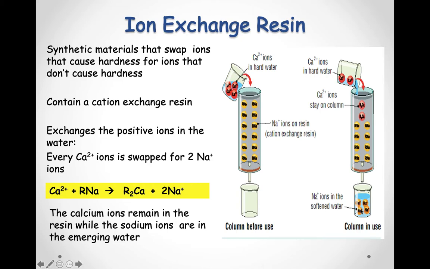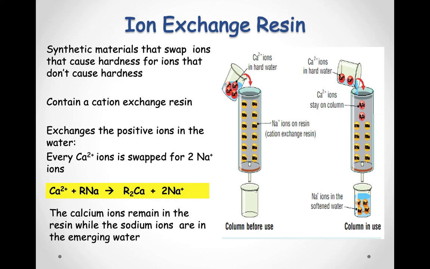But of course, those sodium ions don't cause any wastage of soap. They don't contribute to hardness in the water. So that's your ion exchange resin. Now, that would be suitable if you were trying to get rid of hardness in a domestic setting, we'll say.